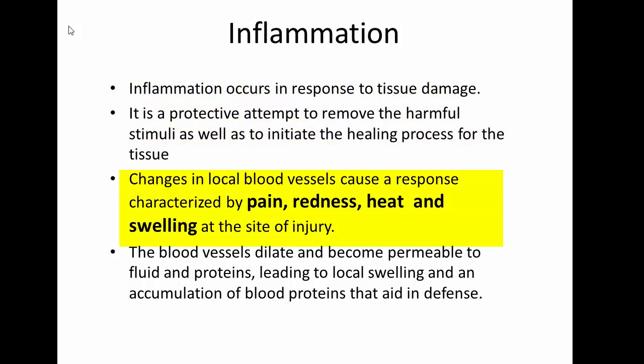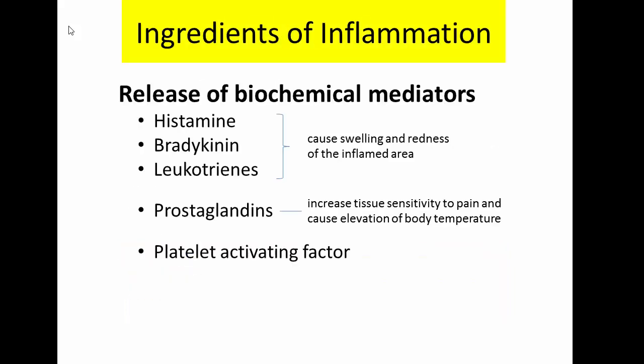tissue. Changes in local blood vessels cause a response characterized by pain, redness, heat and swelling at the site of injury. The blood vessels dilate and become permeable to fluid and proteins, leading to local swelling and an accumulation of blood proteins that aid in defense.